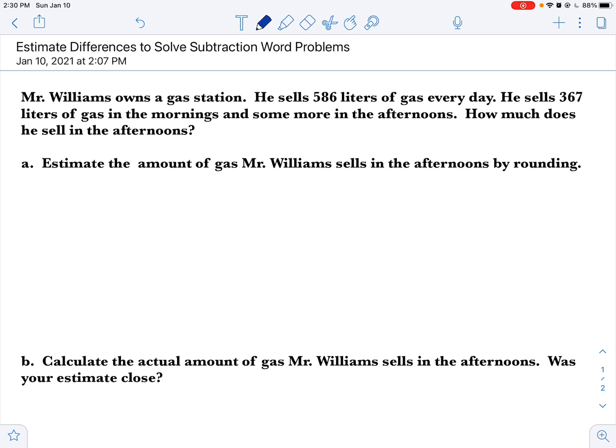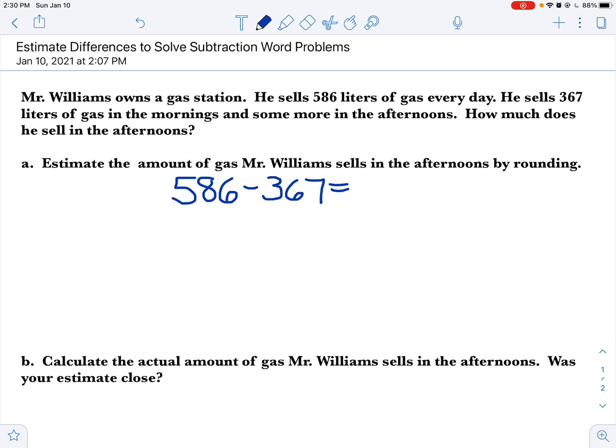So once again, we want to think about what's the overall number sentence, the math that's being asked here, and then we can go to the rounding. So we know Mr. Williams sells 586 liters of gas every day, and he sells 367 liters in the morning and some more in the afternoon. And we need to figure out how much he sells in the afternoon. So if I take away what he sells in the morning from his total amount he sells every day, I will then find out how much he sells each afternoon. So my number sentence will be 586 minus 367.